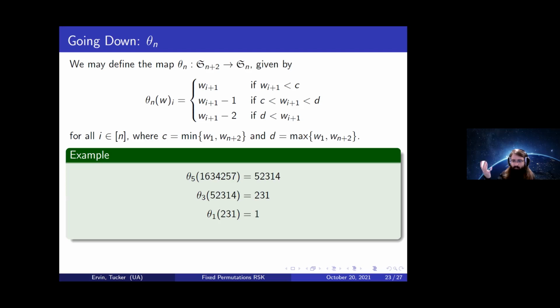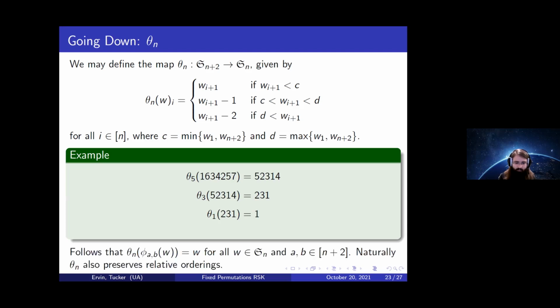You go up with the VAB maps, you go down with the theta_n maps. And theta_n just acts as a left inverse for all VAB. If you compose those two, you're always going to get an identity function. And naturally, theta_n also preserves the relative orderings. So we've defined a family of maps that goes up and preserves relative orderings, and a map that goes down that also preserves those same orderings. So it's really fantastic, works out great.